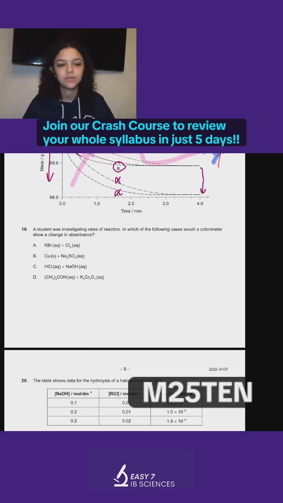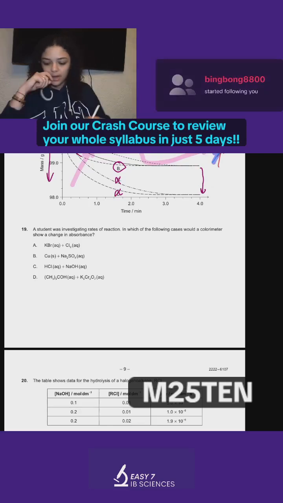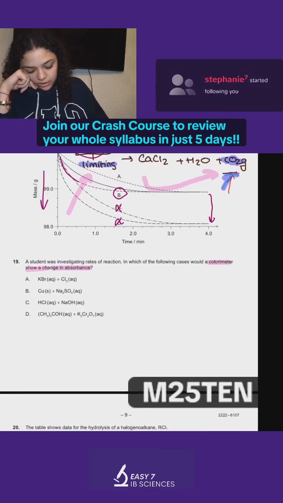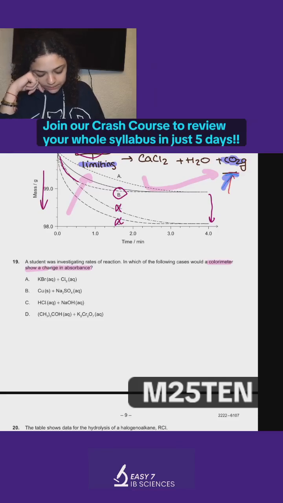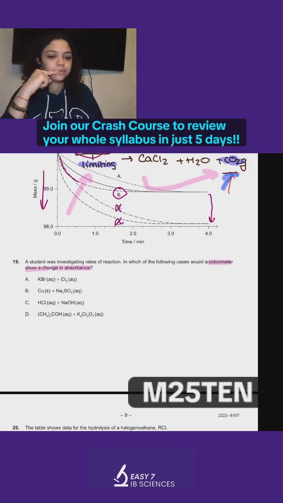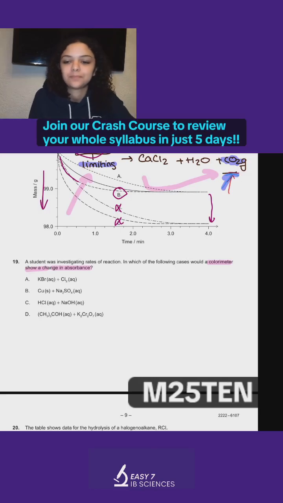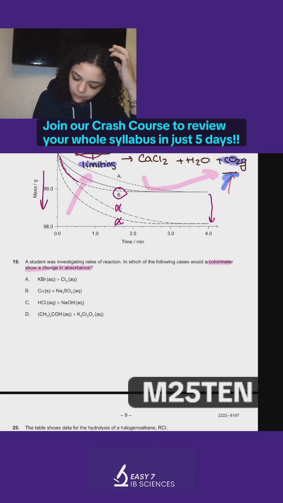Okay, we're going to move on to the next question. It says a student is investigating rates of reaction. In which of the following cases would a colorimeter show a change in absorbance? This is an HL question. I guess you can answer this if you're SL, but I would say this is an HL question.